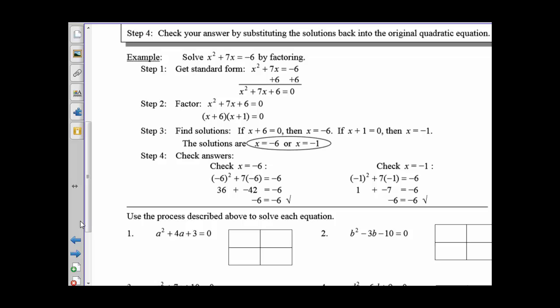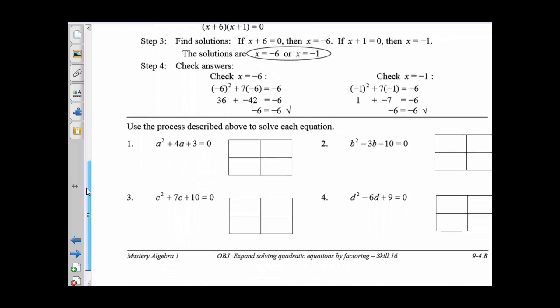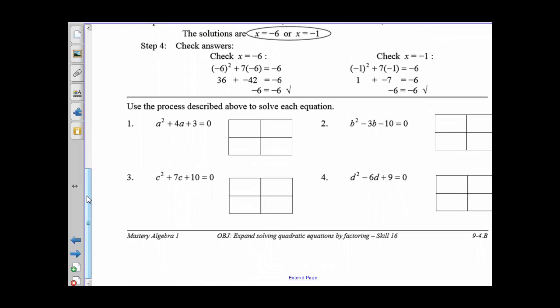But we're going to proceed down to number 1. We're going to use the process described above to solve this equation. We need to look at number 1 and ask ourselves, is it in standard form? We have a squared plus 4a plus 3 set equal to 0. So yes, it's in standard form.